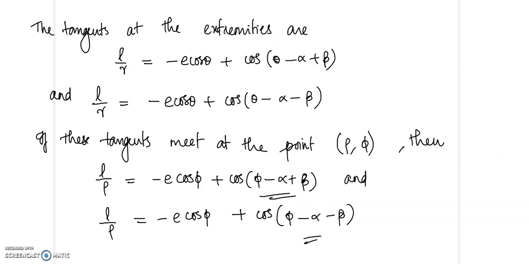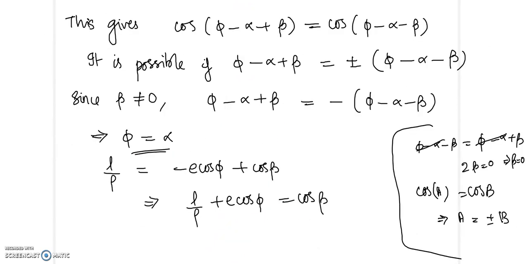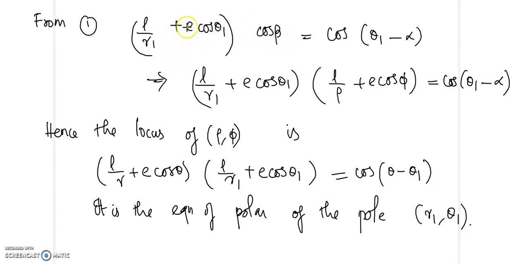Now in equation 1 we have sec beta times (L by r1 plus e cos theta 1) equal to cos(theta 1 minus alpha). So we have got an expression for cos beta, so substitute for sec beta here. So cos beta is L by rho plus e cos phi. So from equation 1 we will get (L by r1 plus e cos theta 1) into 1 by sec beta, and 1 by sec beta is cos beta, that will be equal to cos(theta 1 minus alpha). We substitute here for cos beta, which is L by rho plus e cos phi. So this will be the required equation.